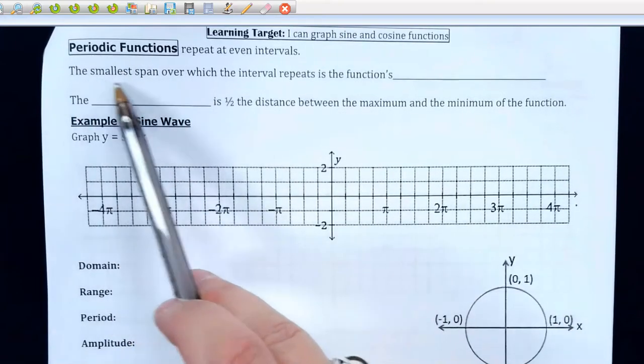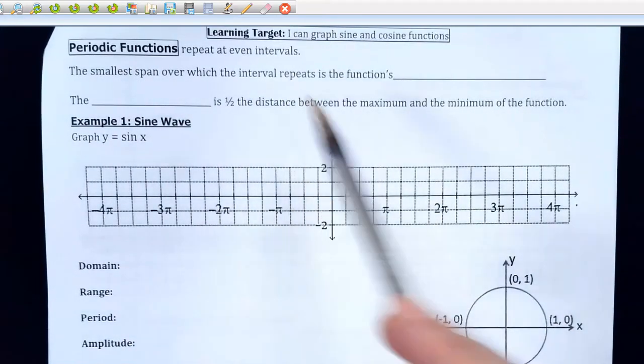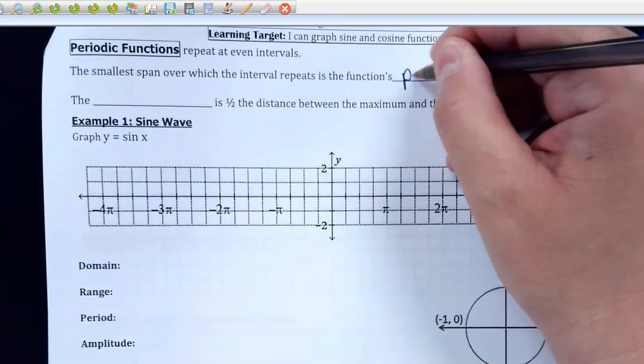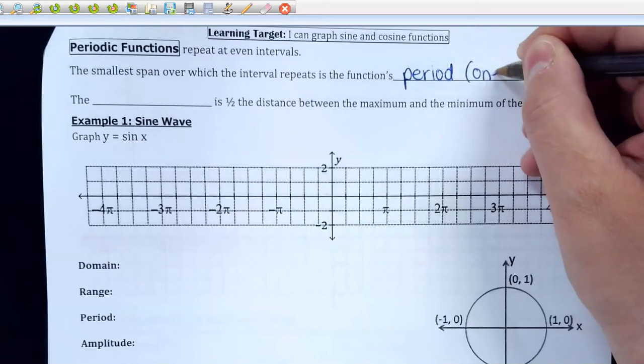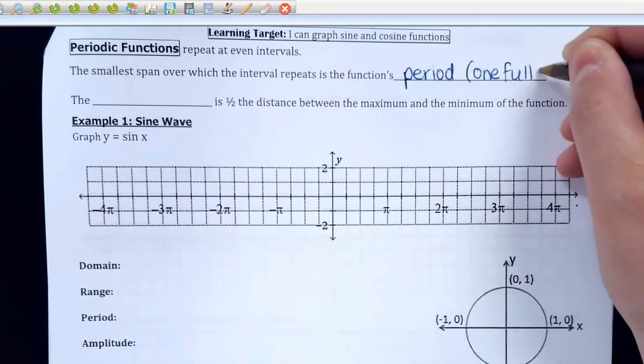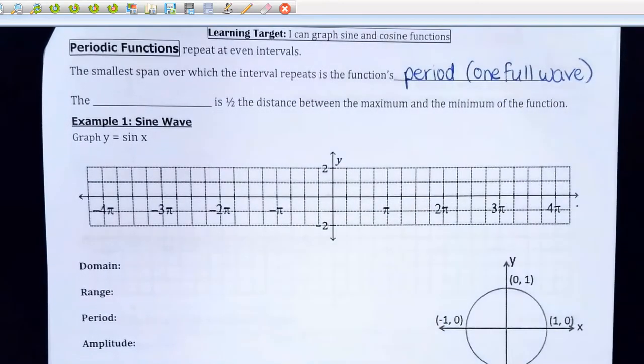So it says the smallest span over which the interval repeats is the function's period. For sine and cosine waves, it's one full wave. So from start to finish, and then I would repeat it if I got to the end.